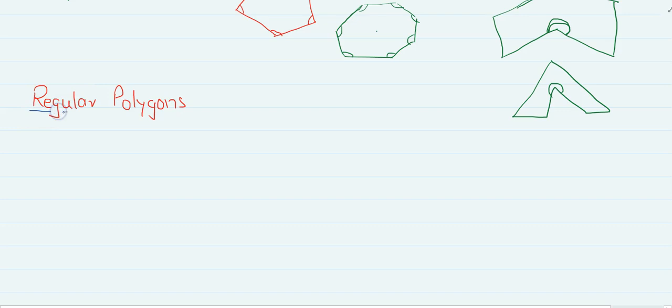There is another type of polygon. These are called regular polygons. Regular polygons means all sides are equal. You can also say that all angles are equal.